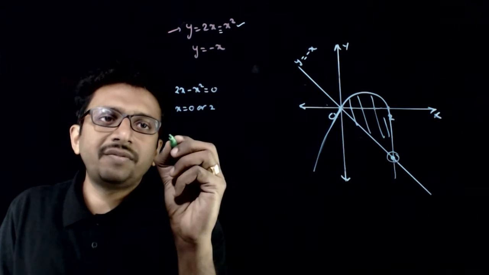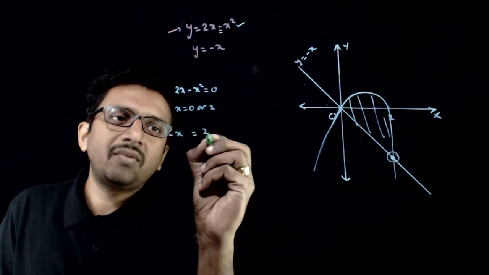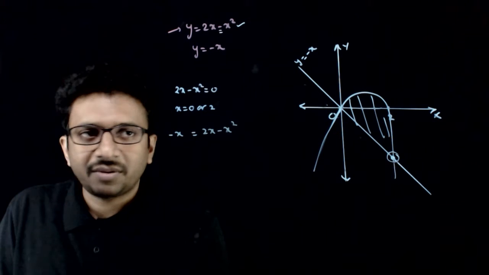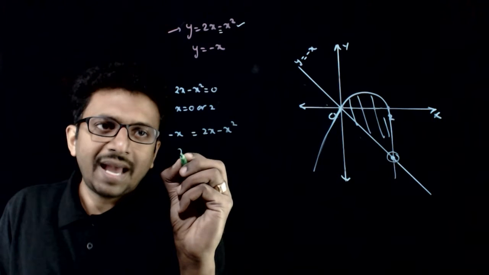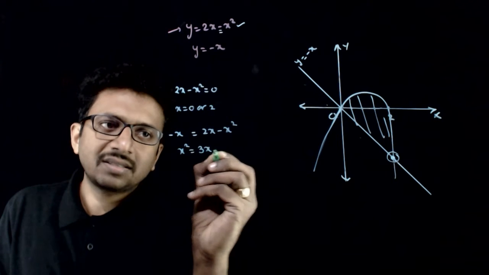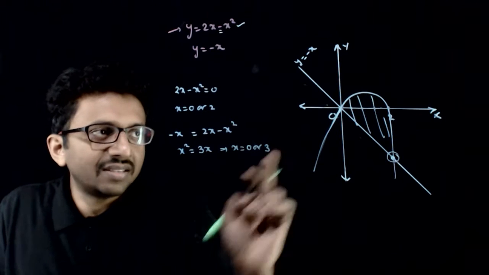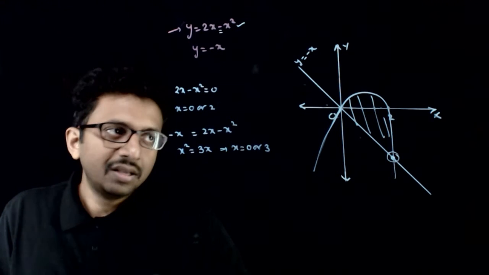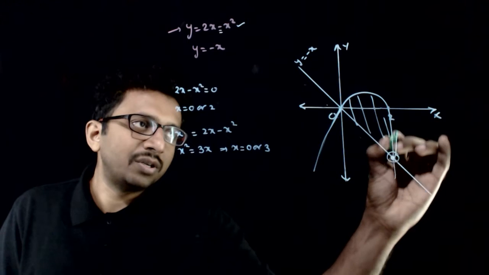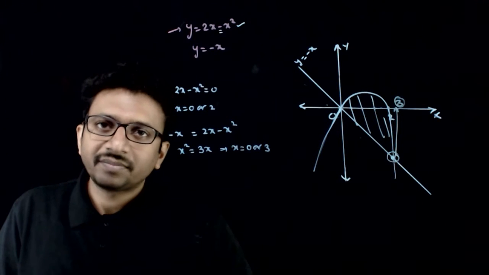So to find the point of intersection, minus x is equal to 2x minus x square. So x square is equal to 3x. This implies x is equal to 0 or 3. So this point corresponds to 3.